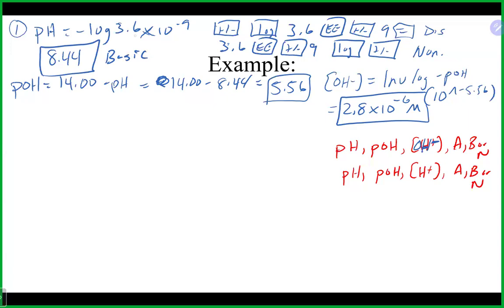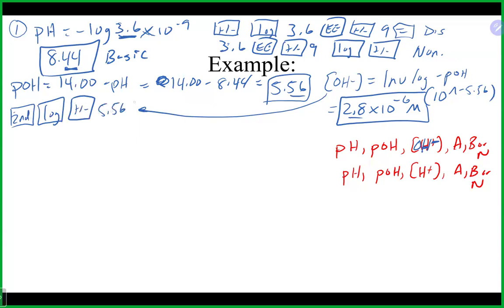We also talked about sig figs and pH. So 2 sig figs in the concentration, 2 decimal places in the pH, and going backwards, 2 decimal places gives 2 sig figs in that direction. Again, to do this calculation, if you have a display calculator, you're going to press your second or shift button, your log button, your negative button, and 5.56.